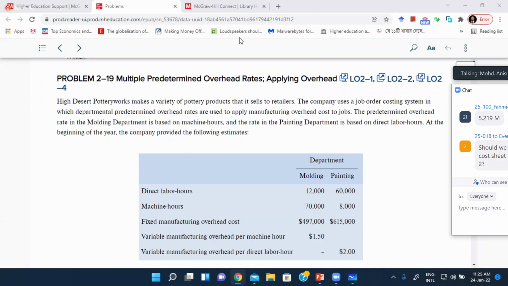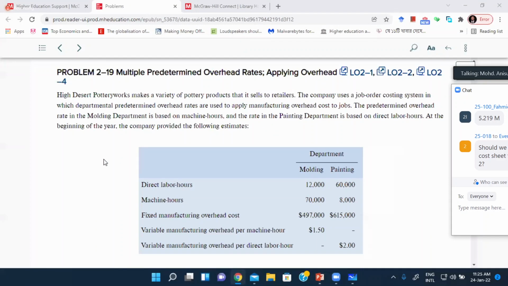Okay, there is a question in the chat box. Should we prepare the job cost sheet for requirement 2? If the requirement asks for you to showcase your cost in a job cost sheet, in that case, you will go for preparing it. Otherwise not.